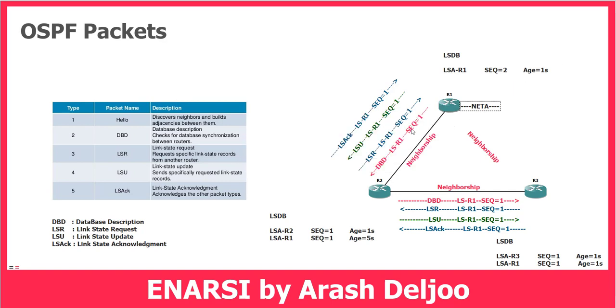What is happening? Again, router 1 is sending the next DBD to router 2, but in this DBD we have the sequence number of 2. This means, I have the link state of router 1 with sequence number 2. Do you want it? First, router 2 should compare the sequence number of link state R1 with the sequence number of link state R1 in its database.